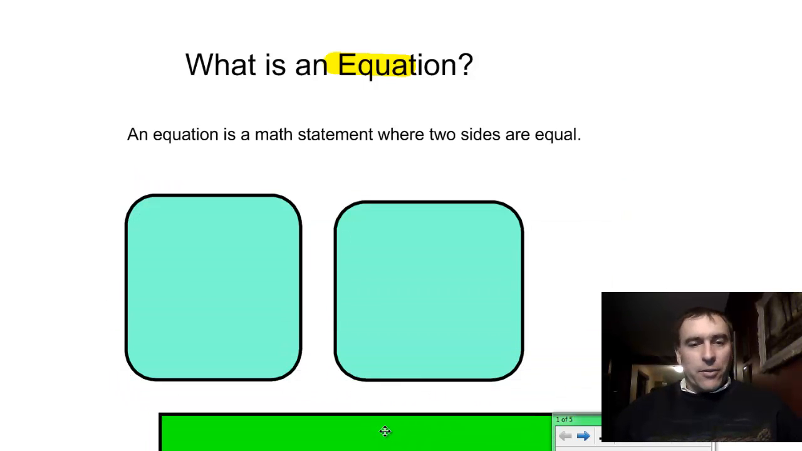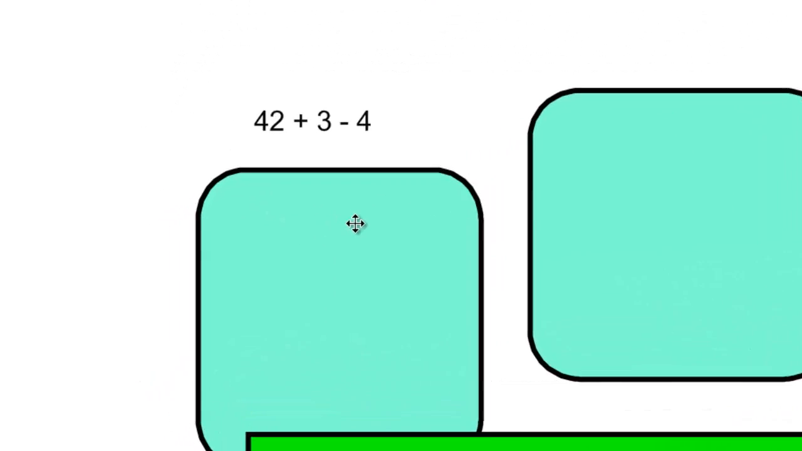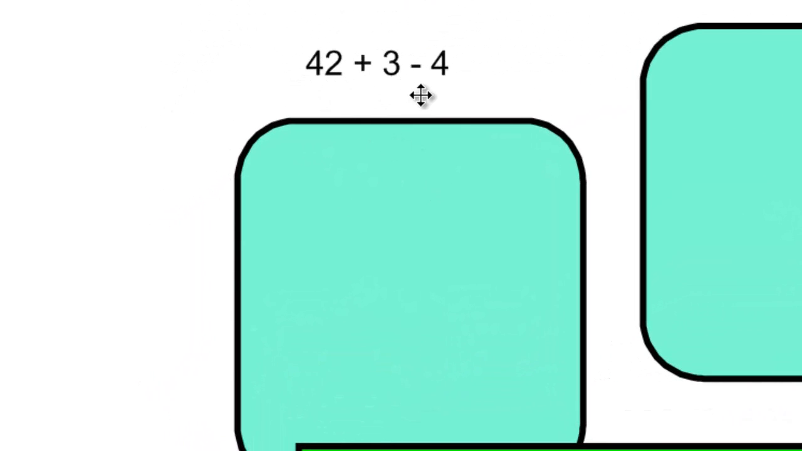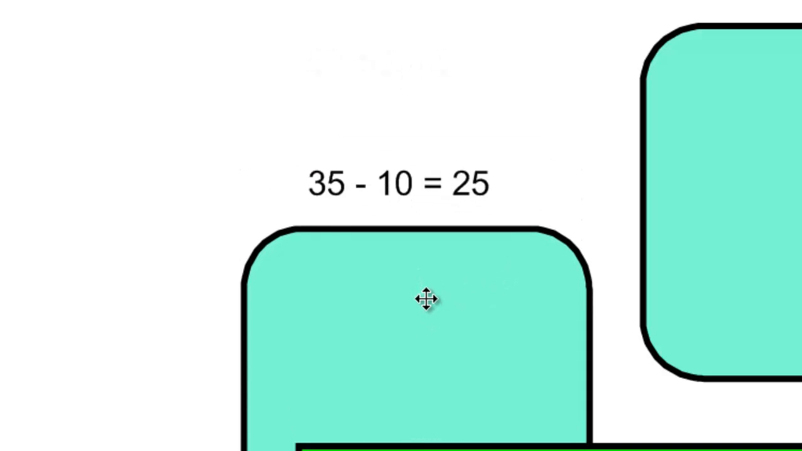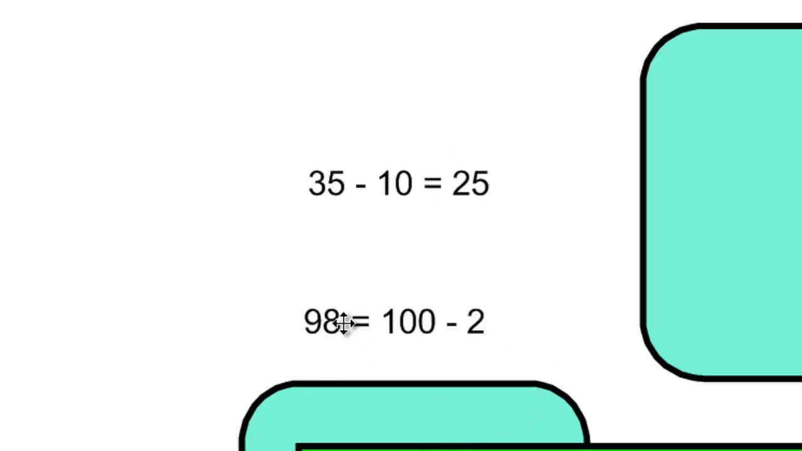So let's look at a few of these examples and see if we can figure out whether they're actual equations or not. The first one, 42 plus 3 minus 4. Is that an equation? Do you have two sides that are equally balanced? Well, nope. What about this one? 35 minus 10 equals 25. Do you have two sides that are equally balanced? Yes, you do. And that is an official equation.